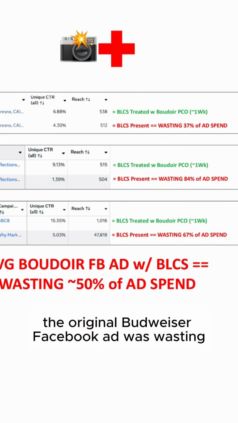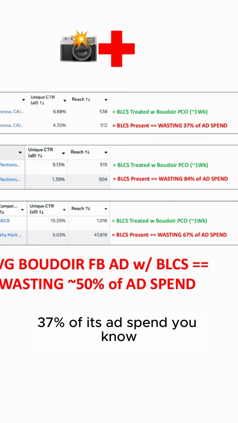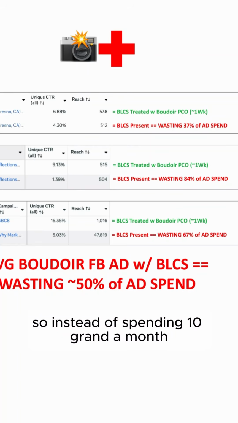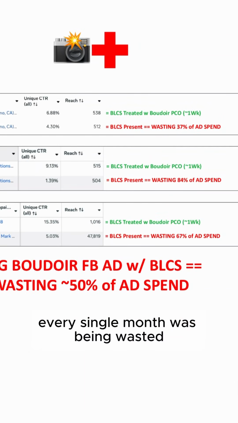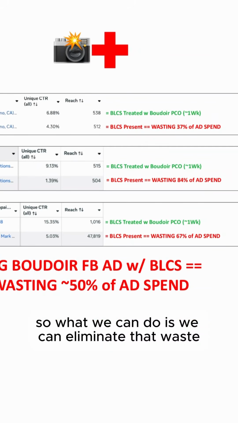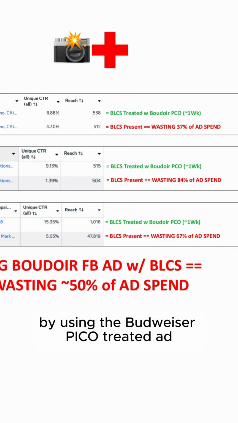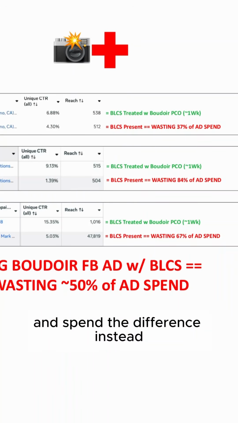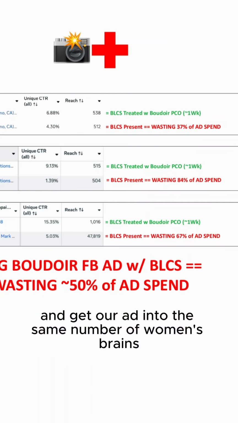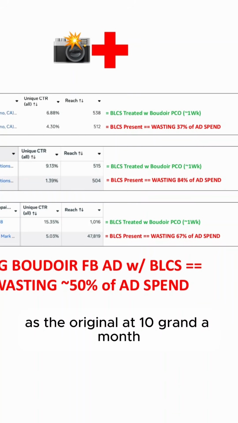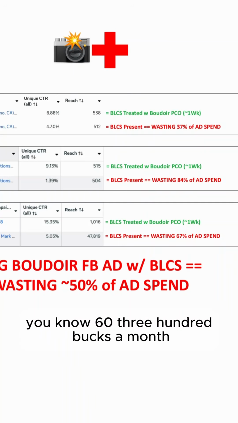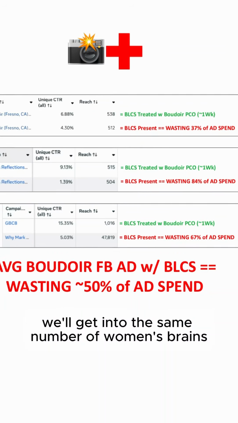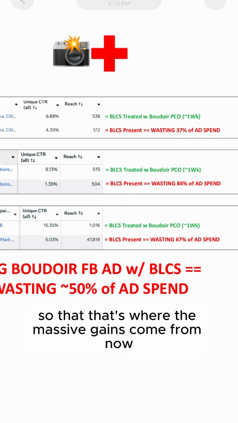So we actually found out the original Boudoir Facebook ad was wasting 37% of its ad spend. So instead of spending 10 grand a month on their Boudoir Facebook ads, $3,700 a month, every single month, was being wasted. So what we can do is eliminate that waste by using the Boudoir Pico treated ad and spend the difference instead, and get our ad into the same number of women's brains as the original at 10 grand a month. So Boudoir Pico at, what would this be, $6,300 a month will get into the same number of women's brains as the original at 10 grand a month. So this is where the massive gains come from.